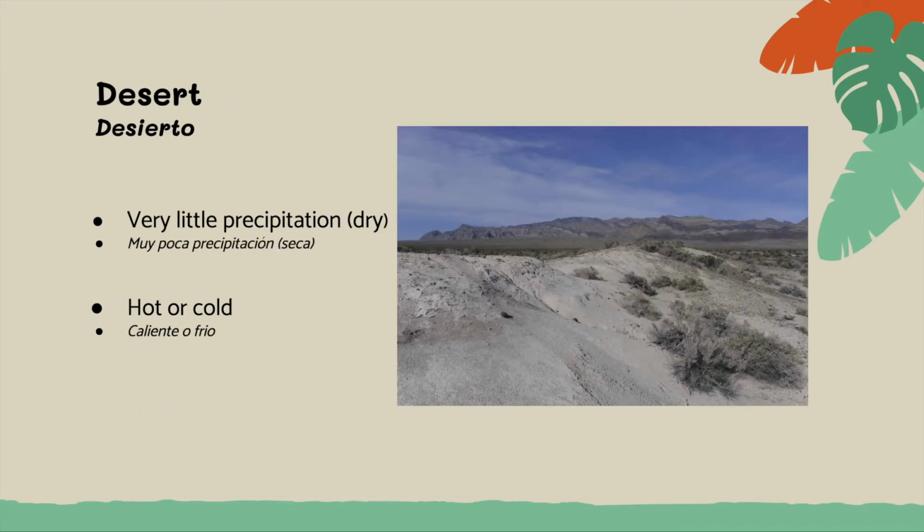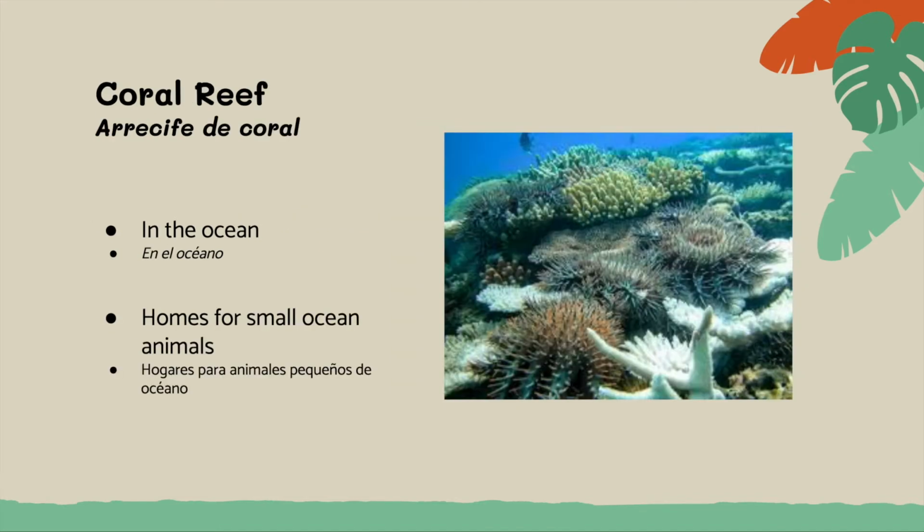Next we have deserts, which get very little precipitation, which is a word that just means water that falls from the sky, so it's very dry. It can be hot, and that's what we're used to, but you can also have deserts that are very cold. They can be cold and just not get a lot of rain. Next we have a coral reef, which is found underwater in the ocean, and they're homes for small little animals in the ocean.